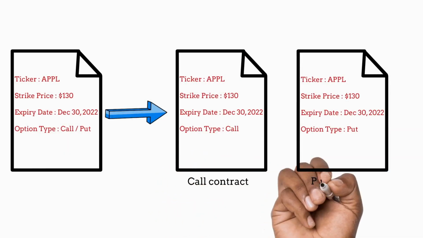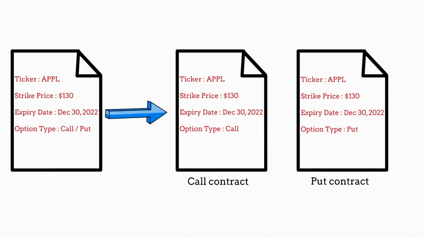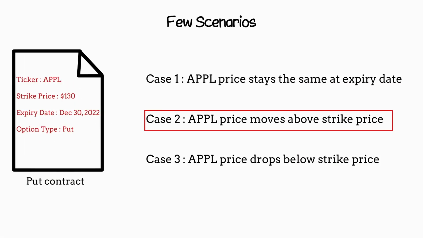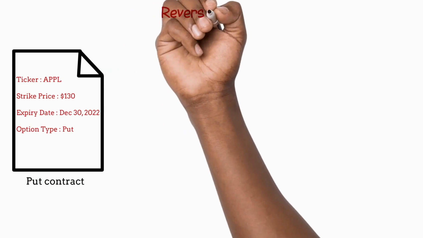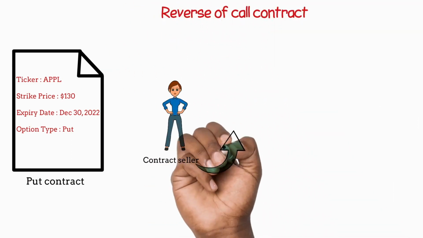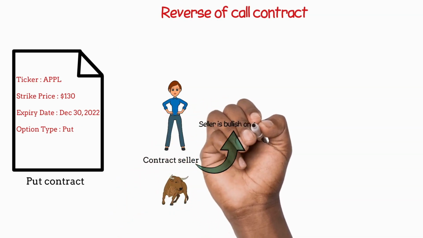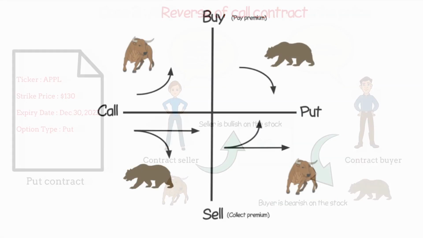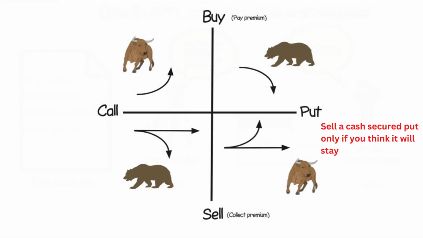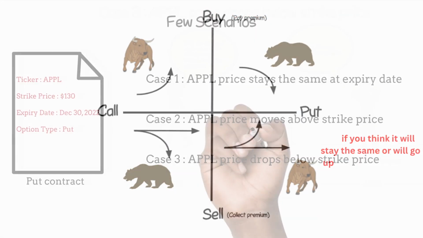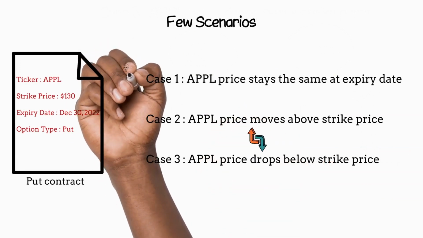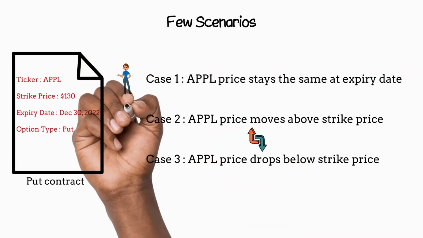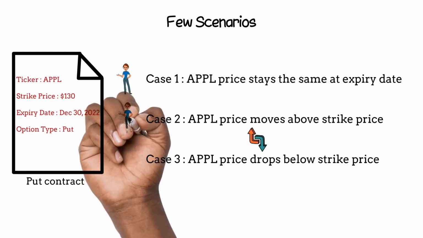We also saw some of the critical items mentioned in the call and put contract, which we will use in this video. The put contract had a couple of scenarios. I will use the case which is in favor of the seller. For selling puts, the seller is assuming that the stock on which the contract is being made is making a bullish move, but the buyer is thinking it will be bearish. So, you must sell a put only when you think that the stock is going to stay the same or move up. In these scenarios, case 1 and case 2 are in favor of the seller, whereas case 3 is in favor of the buyer.